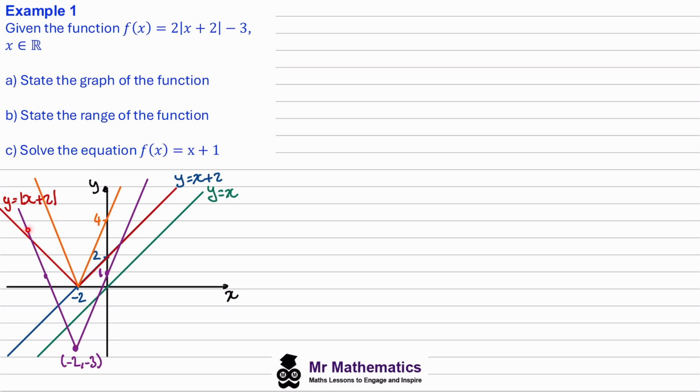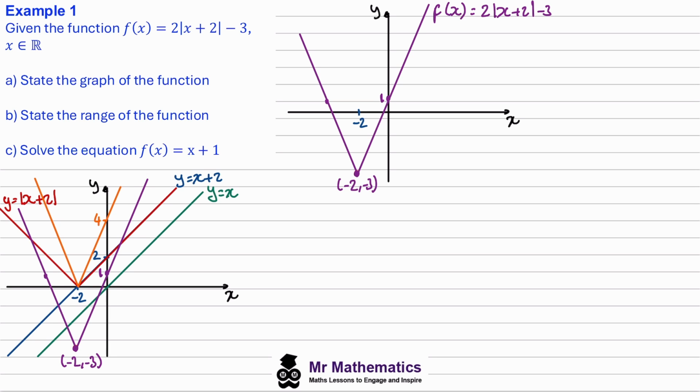And I'm just going to draw this separately to keep it tidy. And then for part B, state the range of this function. Well, the range considers the y values, and you can see that our minimum value of y is at negative 3. And because x is all real numbers, the values of y will continue to increase infinitely. So our range is f of x must be greater than or equal to negative 3.